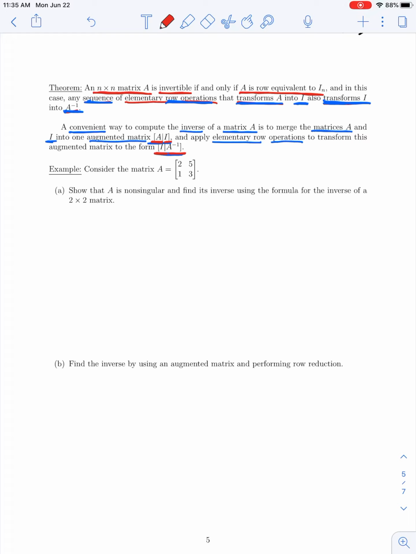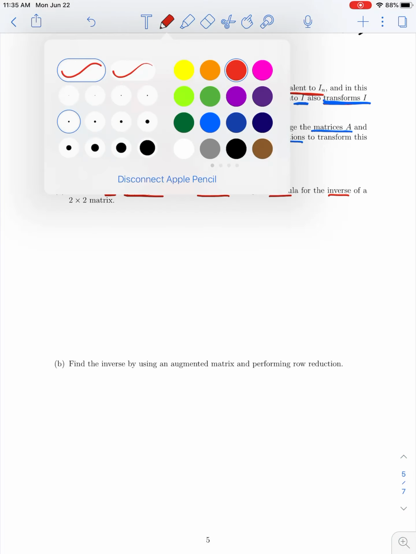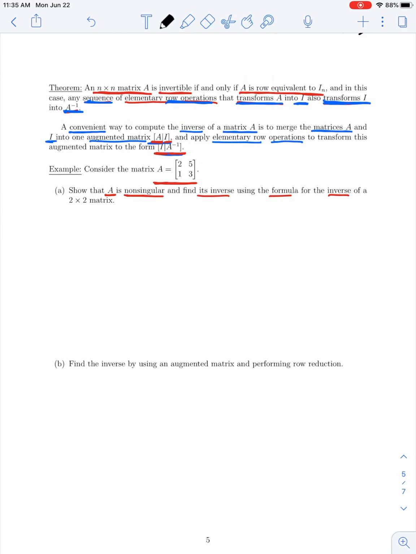So this is a convenient way that we will use to calculate the inverse of certain matrices. Let's look at an example of this and see that this method agrees with the theorem that we had earlier. So if we have a matrix A, which is 2 by 2, let's say it's 2, 5, 1, 3. In part A, we're supposed to show that that matrix A is non-singular and find its inverse using the formula for the inverse of a 2 by 2 matrix that we saw previously. So the first part is to show that this matrix is non-singular.